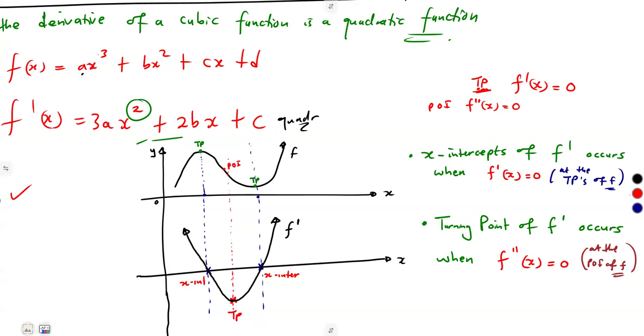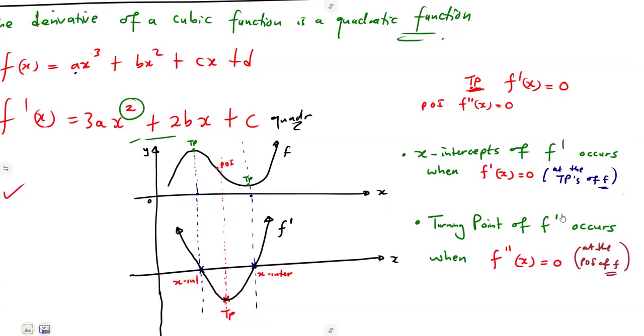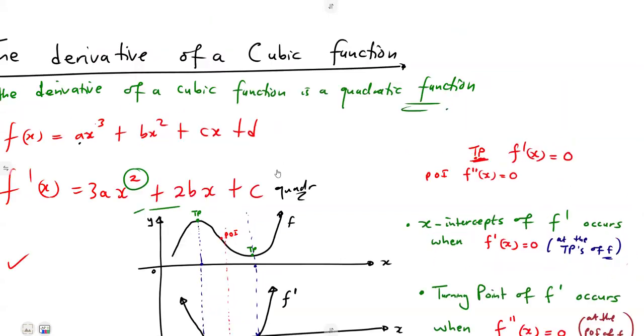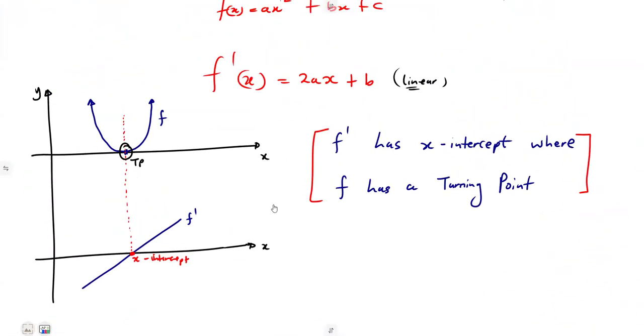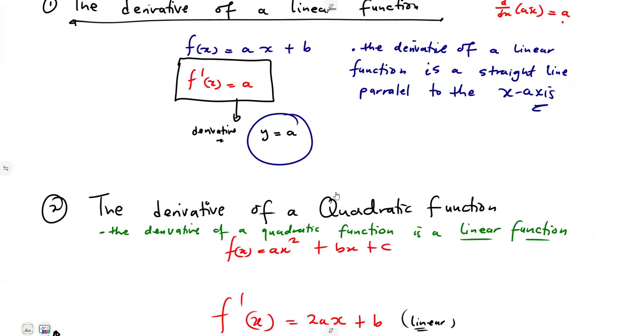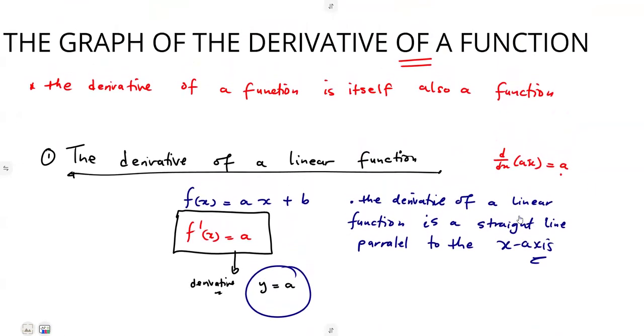This is the whole idea that you need in attempting questions with this idea: that you can answer any question, anyone, knowing this relationship between the original function and its derivative. So this is for a cubic function. Like I said, we have this one of a quadratic function, which is going to give us a linear. And we saw that when it is a linear, it is just going to give us a line that is what? A straight line parallel to the x-axis.